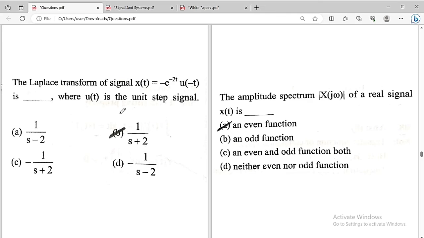See the question here. The Laplace transform of the signal x of t is equal to minus e to the power of minus 2t into u of minus t is, where u of t is the unit step signal. For this question, they have given a signal x of t equal to minus e to the power of minus 2t into u of minus t, and they are asking what is the Laplace transform of the signal x of t. We need to figure out. Of the four options, option B, which is 1 by s plus 2, is the correct solution of this question. So let's solve this numerical.